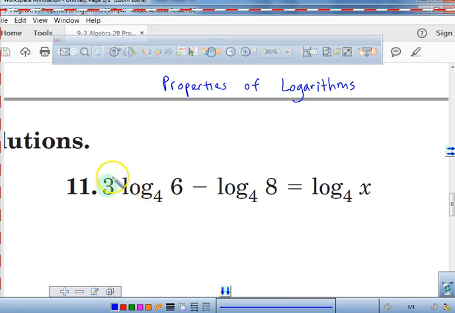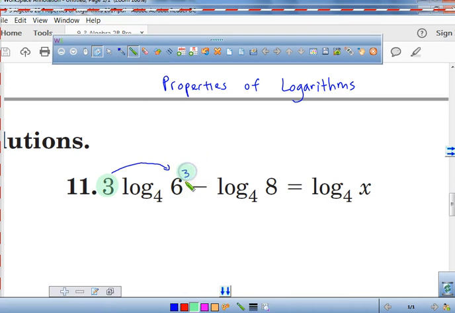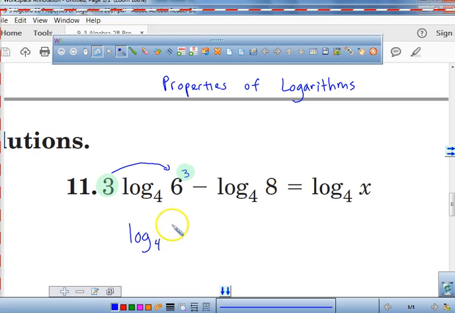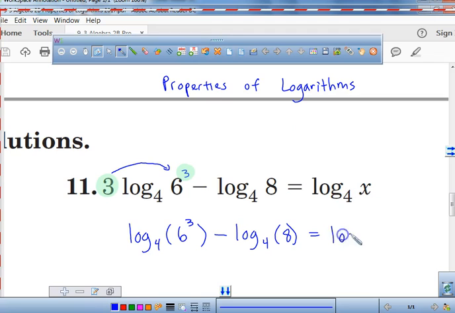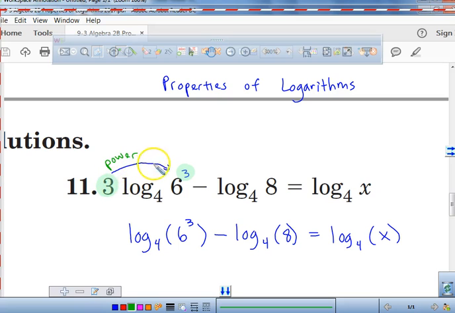So what I'm going to do with 3 is move it back up right above this 6, where it's saying 6 cubed. So in my very first process, I'm going to write log base 4 of 6 to the power of 3 minus log of 8 equals log 4 of x. So right now, in case you're wondering, I want to make sure you understand which property is being used. I'm using the power property.